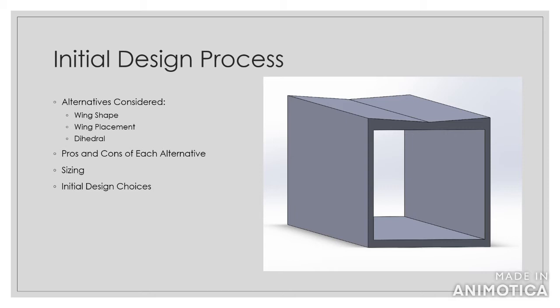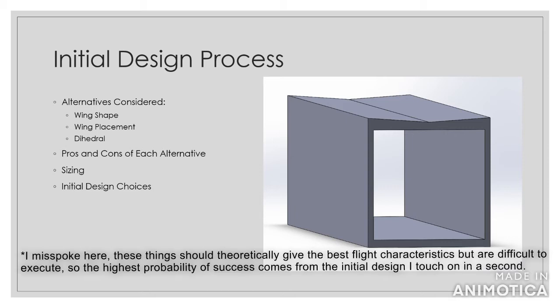For dihedral, I found that it provides greater roll stability, creating more lift on the side that is out of roll alignment and correcting the roll instability. I also found that it was difficult to manufacture and execute, especially at a small scale like this. I determined that the alternatives with the highest probability of success were a low aspect ratio elliptical wing, a wing placed more towards the back because we wanted it above the CG, a dihedral with a small angle to correct that roll instability, and a lower aspect ratio wing because it has less induced drag while having more lift.